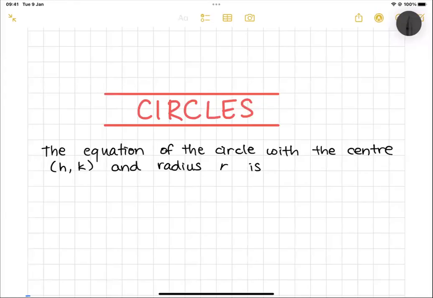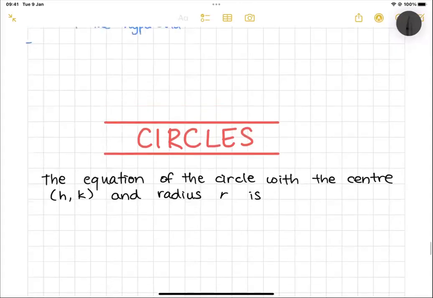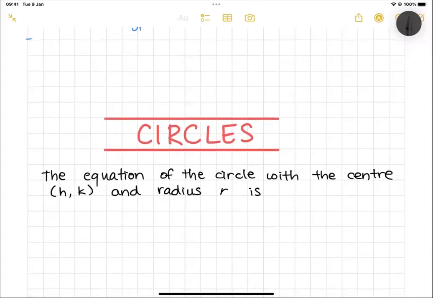Welcome back. Today we're going to be going through circles just a little bit more in depth. So in the previous video, what you had learned about circles was the following equation: x squared plus y squared equals r squared. But circles actually have a second equation, for when, let's say, the center of the circle isn't at the origin. It's not at 0, 0.